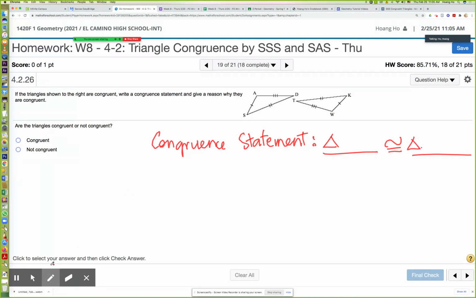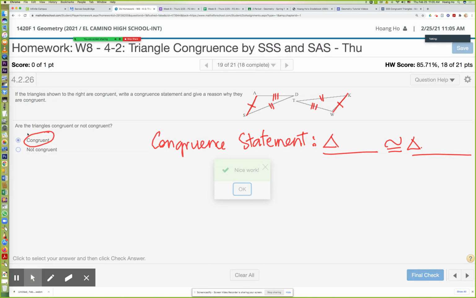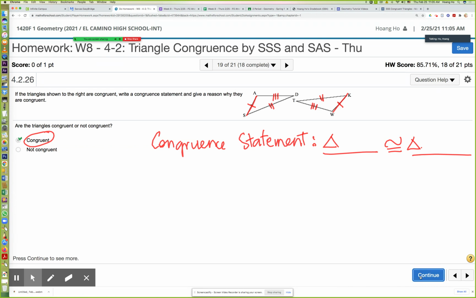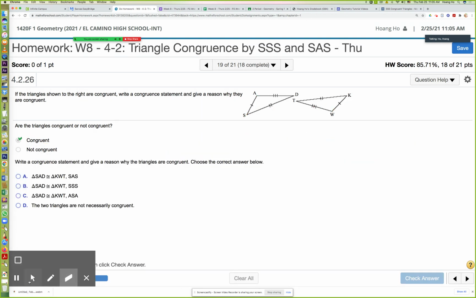So over here, yes, they are congruent. Is that by sides? Yes, one pair of sides congruent by one mark, and now two mark, and then three mark. So I choose congruent. Now they ask you to list out the name. Let's see how it happened. Let's take a look at the name over here.